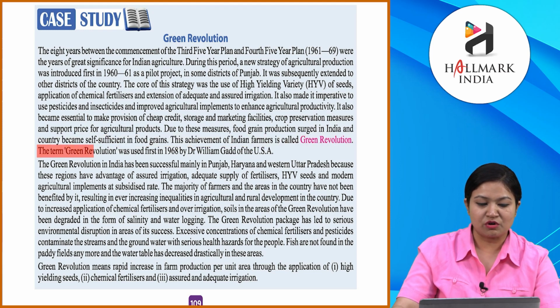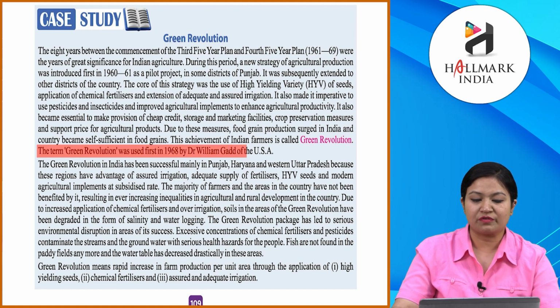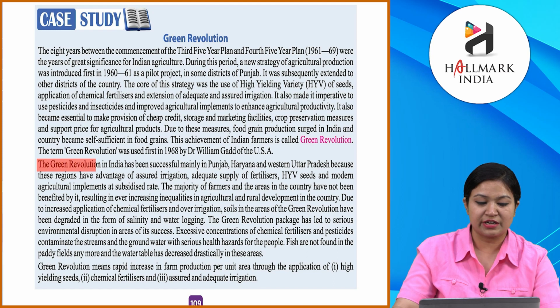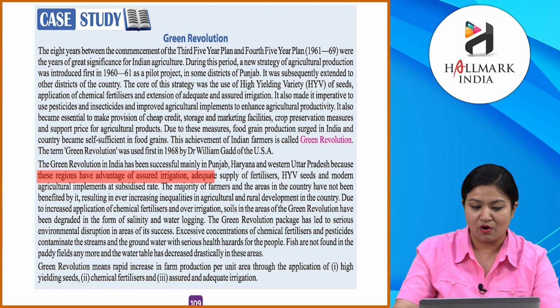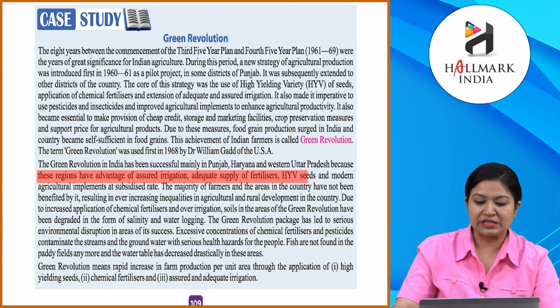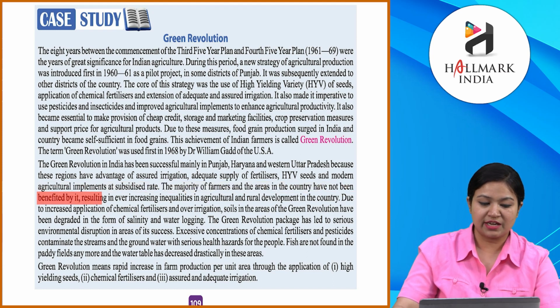The term Green Revolution was used first in 1968 by Dr. William Gaud of the USA. The Green Revolution in India has been successful mainly in Punjab, Haryana and Western Uttar Pradesh because these regions have the advantage of assured irrigation, adequate supply of fertilizers, HYV seeds and modern agriculture implements at subsidized rate. The majority of farmers and areas in the country have been benefited by it, resulting in an ever-increasing quantity of agriculture and rural development in the country.